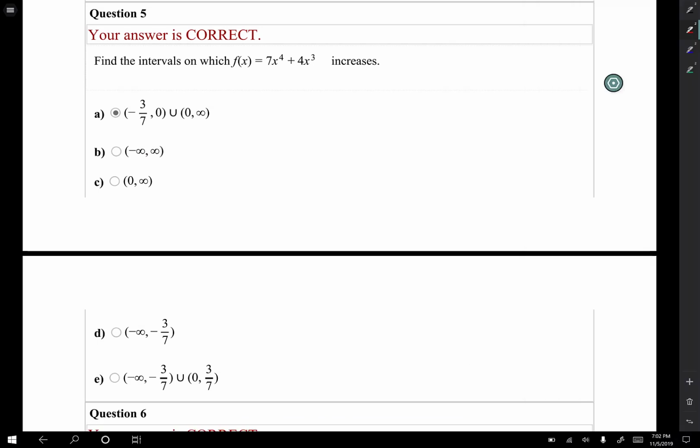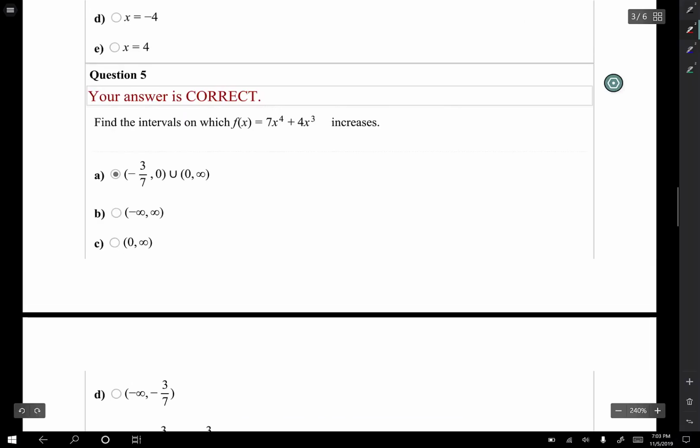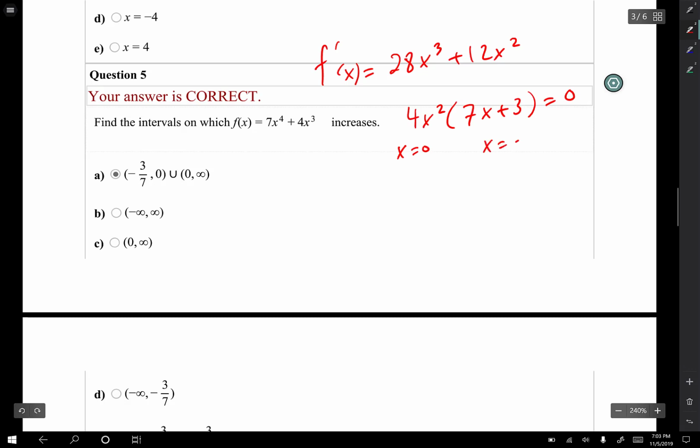So I need f prime to be positive. So I'm going to take a derivative. F prime of x is equal to 7 times 4 is 28, so 28x cubed plus 12x squared. I'm going to factor out a 4x squared. And when I do that, I'm going to get 7x plus 3 equals 0. And I get two critical numbers, 0 and negative 3/7.